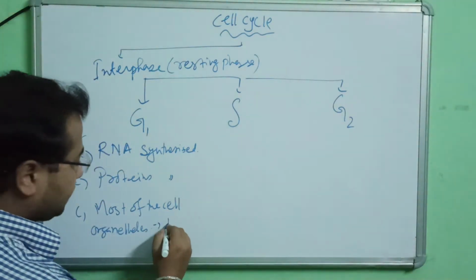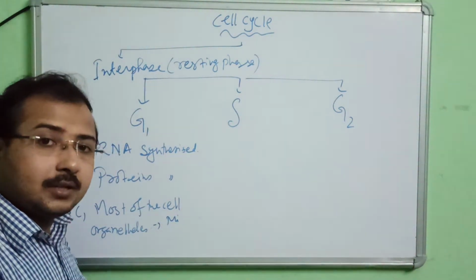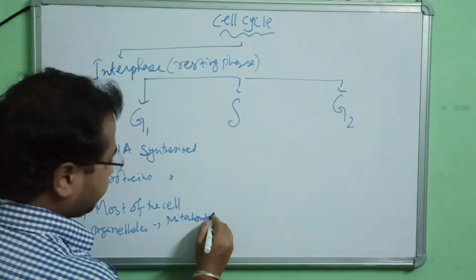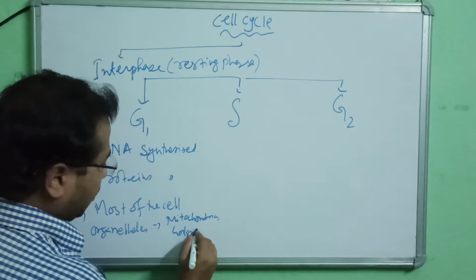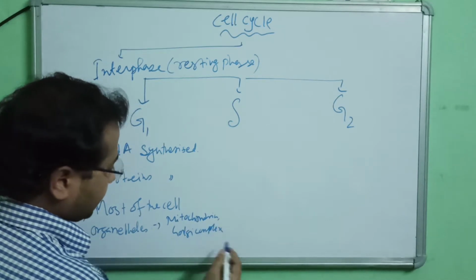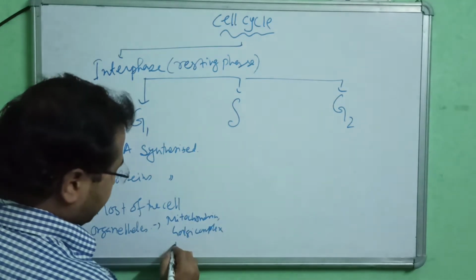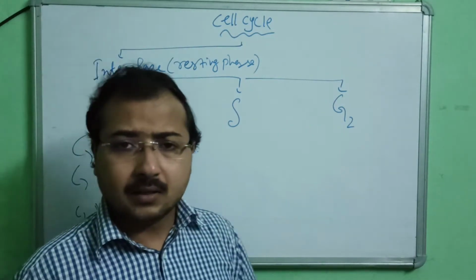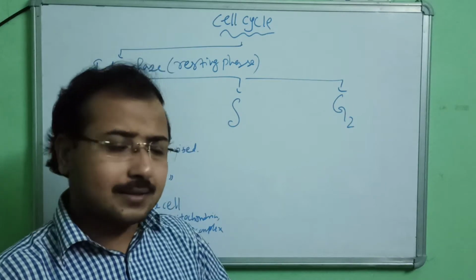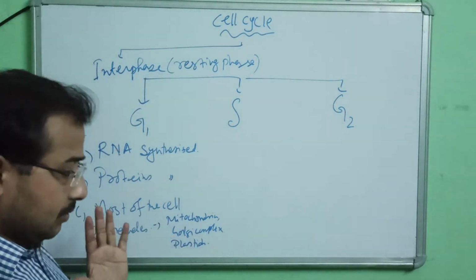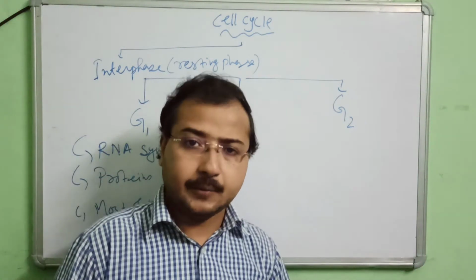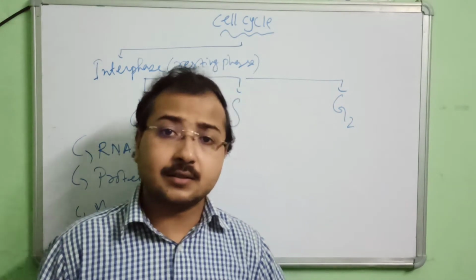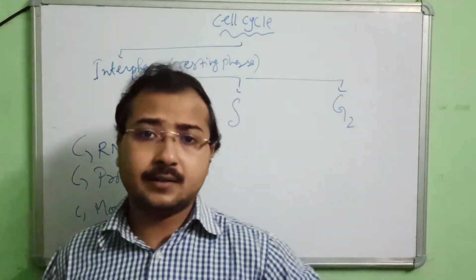Mainly if I talk about the membrane bound cell organelles, mitochondria, okay, Golgi complex, then plastids. Okay, so these are some of the membrane bound organelles. So they undergo this process and they increase in number. Including all the membrane bound structures, the majority of the cell organelles increase in number.